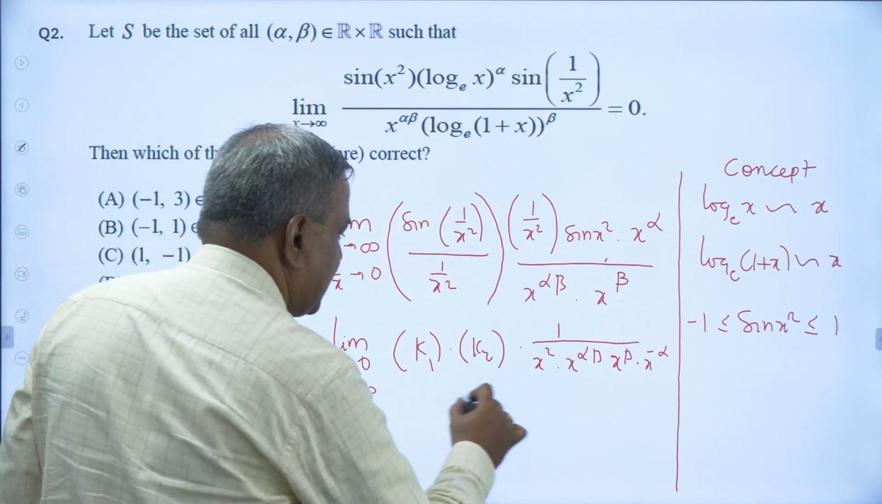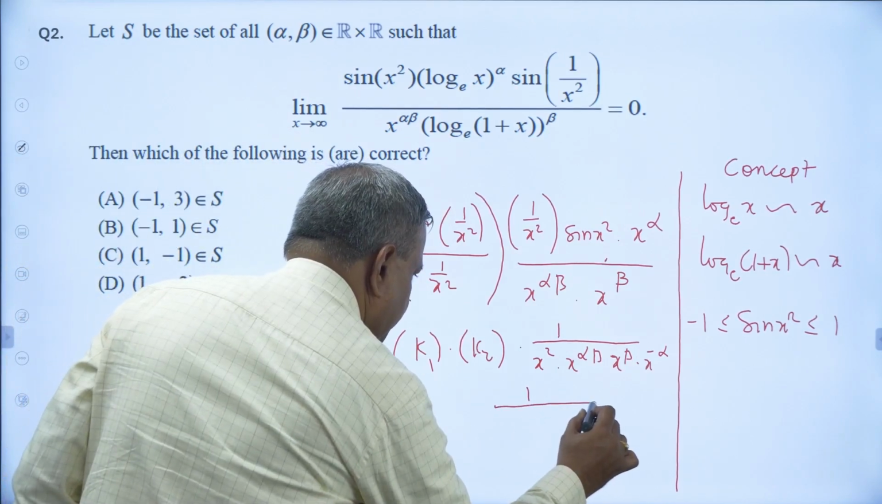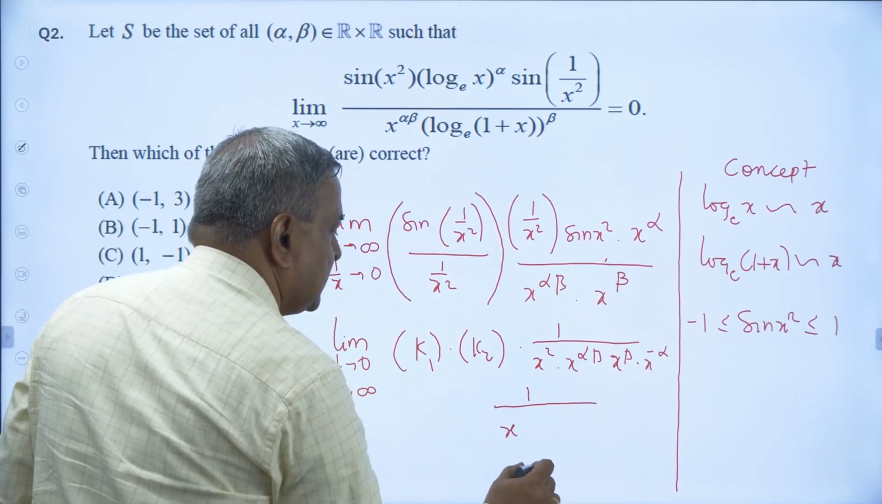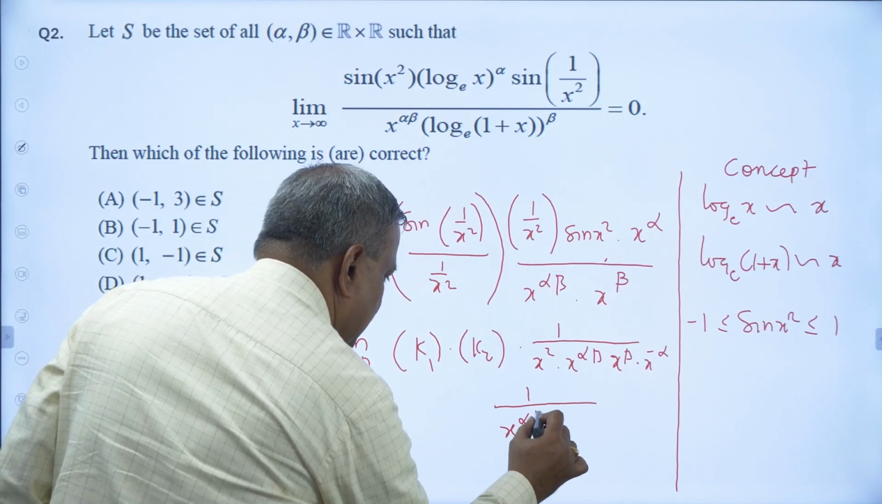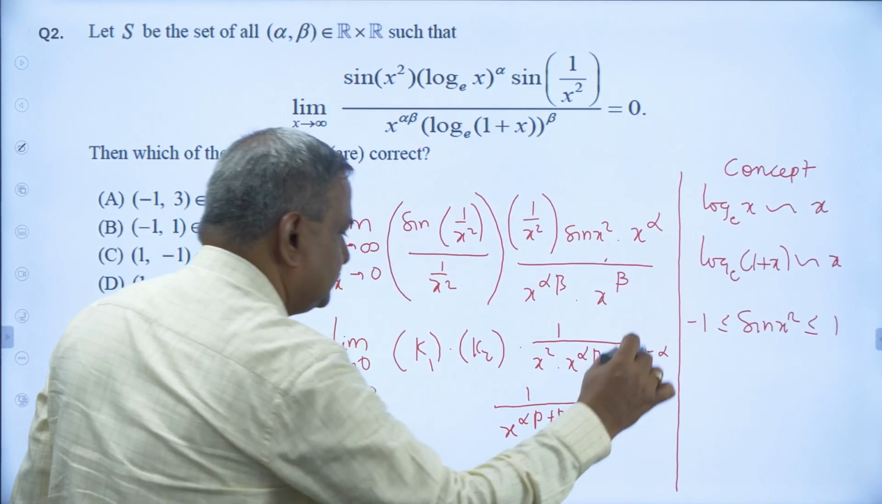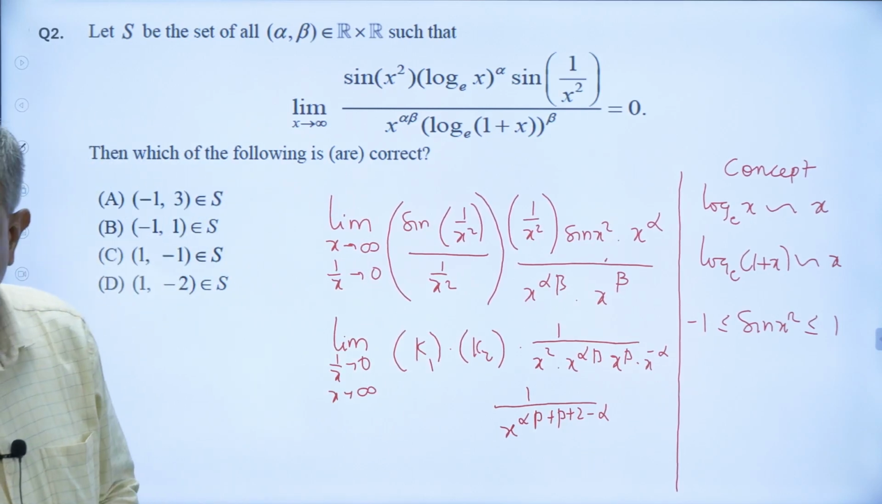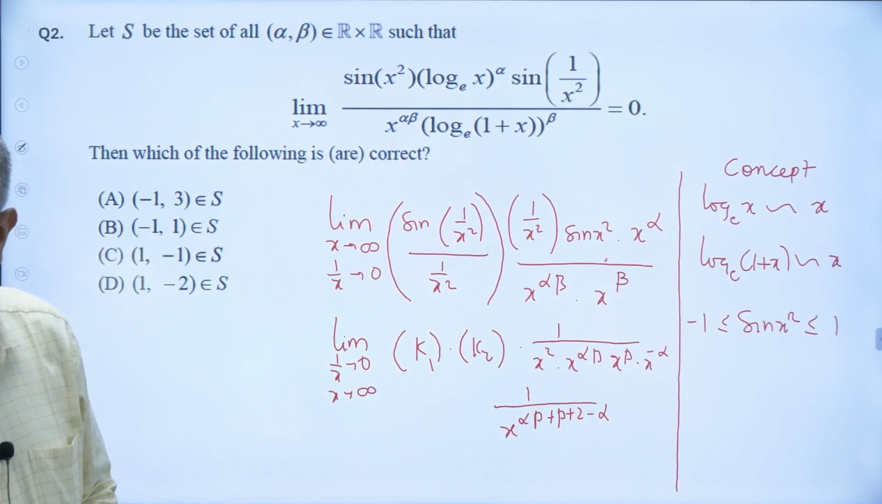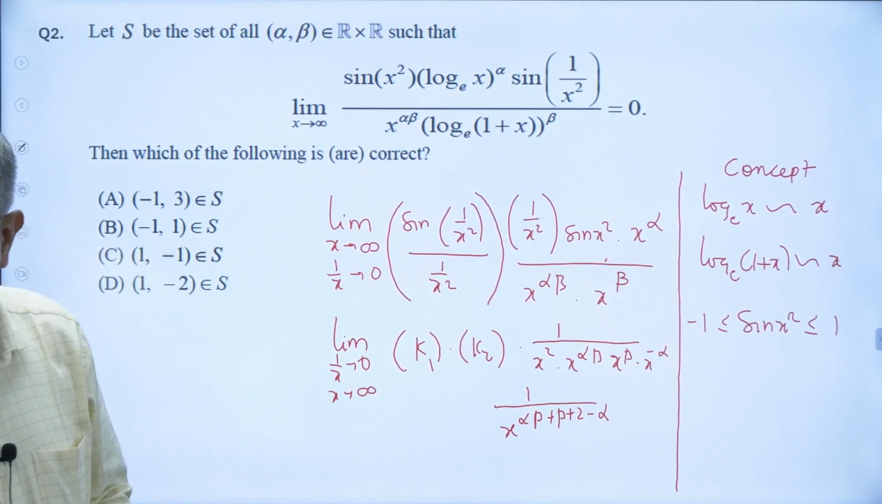So this can again be written as 1 by x to the power alpha beta plus 2 minus alpha, right? So this can be written as x to the power alpha beta plus 2 minus alpha plus beta.